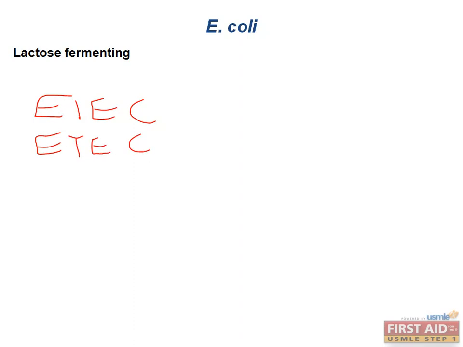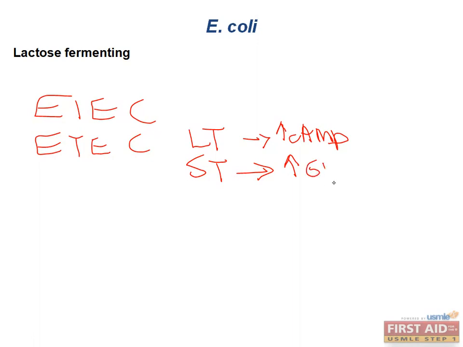enterotoxigenic E. coli, produces heat labile toxin, which stimulates adenylyl cyclase to produce cyclic AMP. It also produces heat stable toxin, which induces guanylyl cyclase to produce cyclic GMP. Remember the mnemonic from the micro lecture. Stable on the ground, labile in the air.